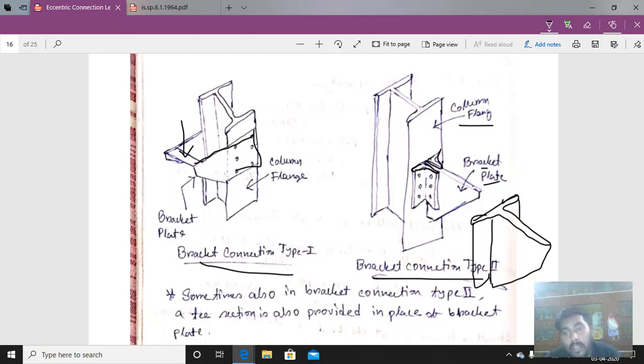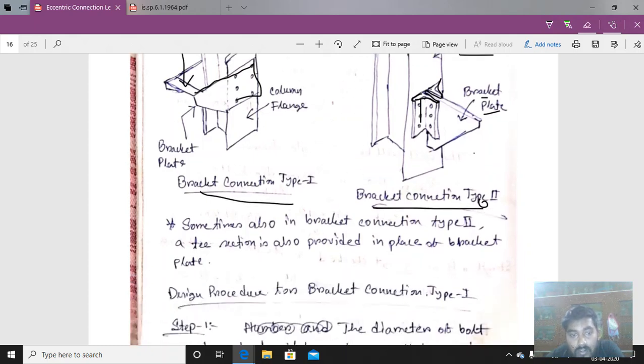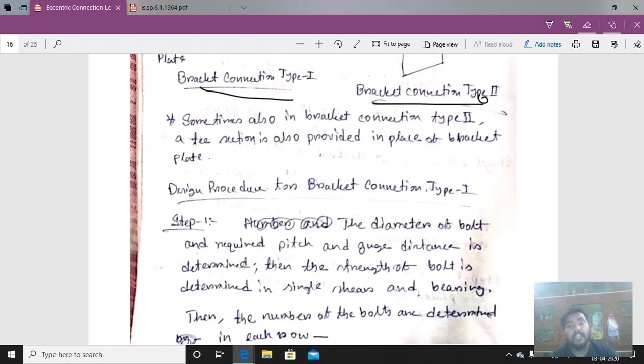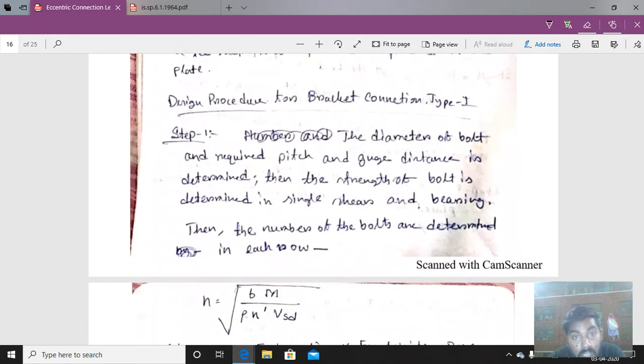So here there will be only one row of bolts. Only one of these. So this portion is not required for that. Sometimes a T section is also provided for the bracket. So these are the bracket connection types. We will try to discuss the design for bracket connection type 1 and bracket connection type 2.